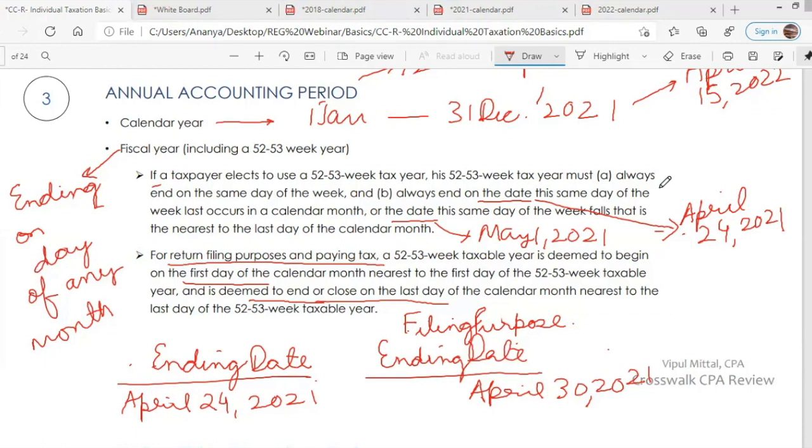So for filing purposes, your 52-53 week tax year is deemed to end on April 30th, 2021, and you file your tax return by the 15th day of the fourth month after the close of your tax year. So in this case, you file your tax return by August 15th, 2021.